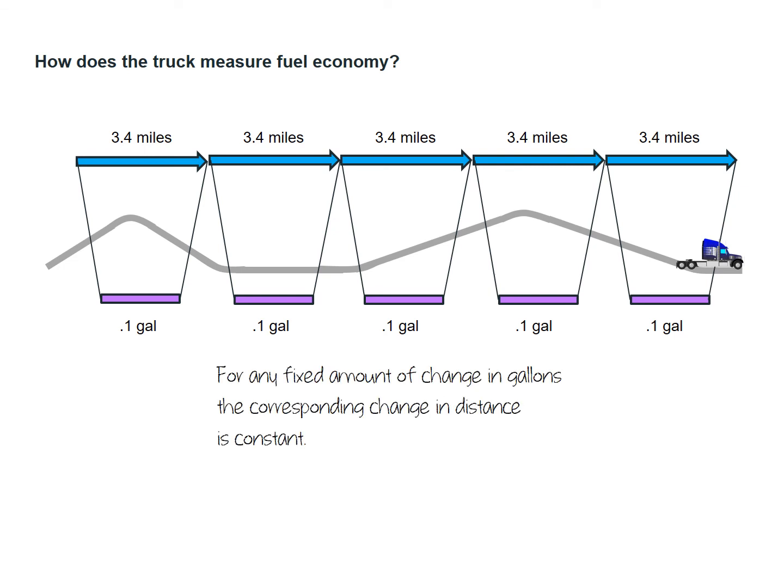In this case, for every 1/10 of a gallon of fuel consumed, there is a 3.4 mile change in distance. This means that for any 1/10 of a gallon of fuel consumed, the truck will travel 3.4 miles. So, the truck consumes fuel at a constant rate of 3.4 miles per 1/10 of a gallon. And this is what it means for the truck to be getting a constant fuel economy.